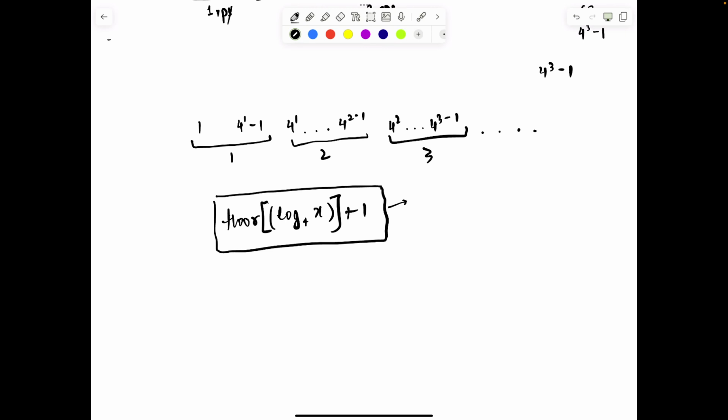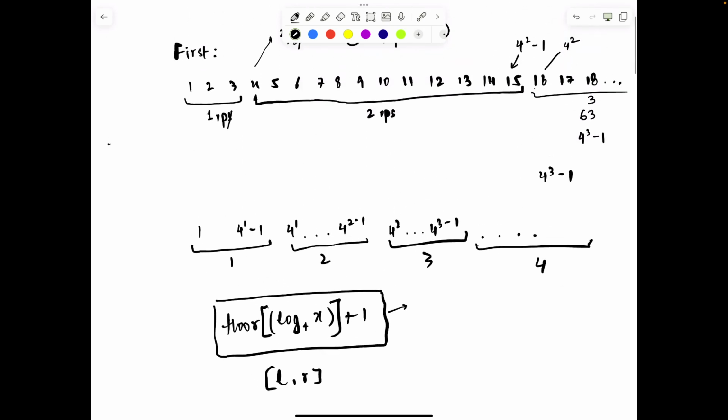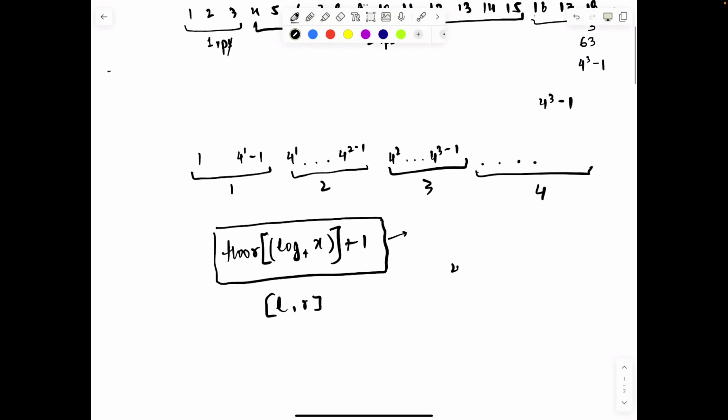Now, using this idea, given a range L comma R, we can find out the number of operations in each of these intervals. Like numbers requiring one operation, numbers requiring two operations, numbers requiring three operations. For each of these intervals, we'll see how many numbers are there in that interval. So suppose, for example, you're given four numbers. Let's say 4, 5, 6, 7.